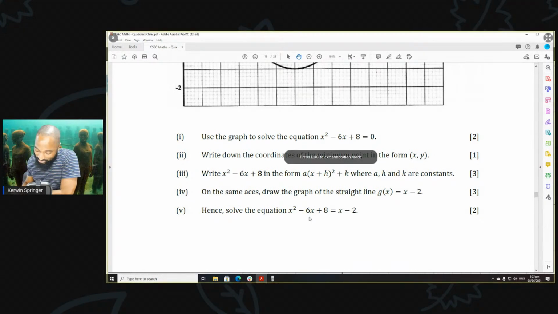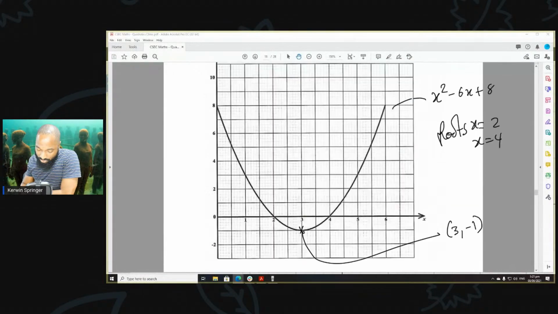Draw the graph of the straight line g of x is equal to x minus 2. So this is the line y is equal to x. They're basically asking you for that, but it's starting from here. Bang. So that's the line g of x. g of x is equal to x minus 2. The gradient is 1.